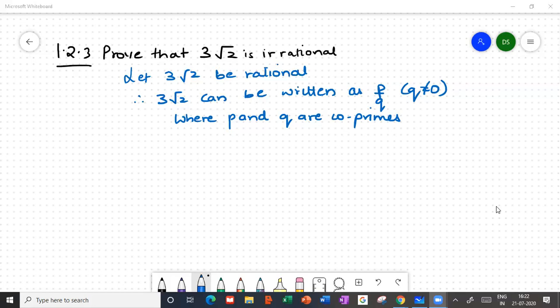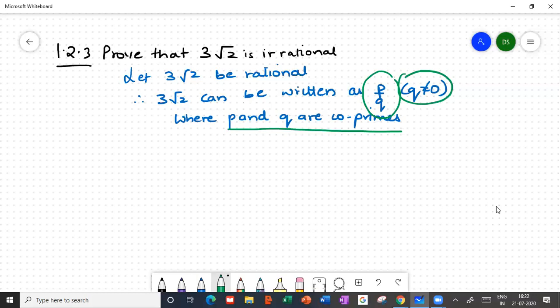Okay. So these statements are important. No matter how many times you solve it, make sure you are writing it each time, is what I wanted to say. So you need to write it every time that you are assuming it to be rational. Then it can be written as p by q. So these are keywords. P by q is one keyword, q not equal to 0 another, and where p and q are co-primes the third. These three have to be there. Even if it's a simple two-step answer, you have to write this.